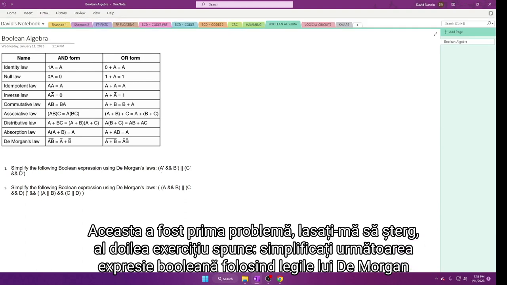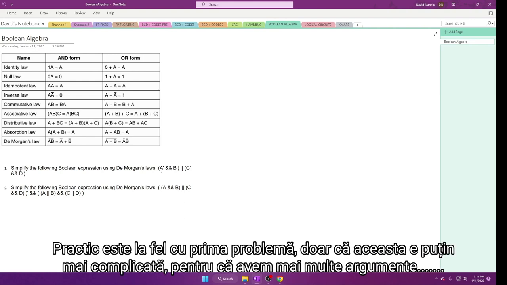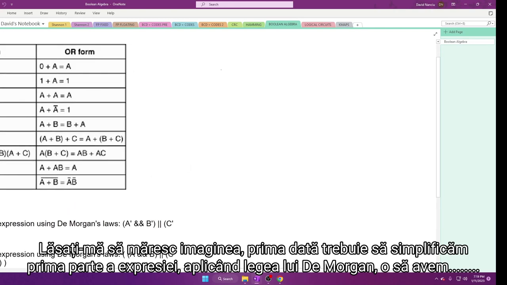Second exercise says simplify the following Boolean expression using De Morgan's law. It's the same as the one before, but it's a little bit harder because we have more arguments. We have not (A and B or C and D), and not (A or B and C or D). Let me zoom in a little bit.